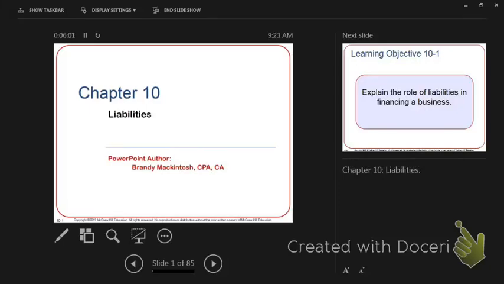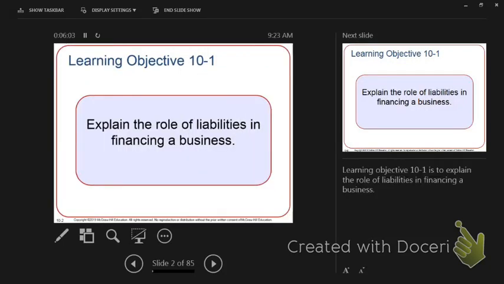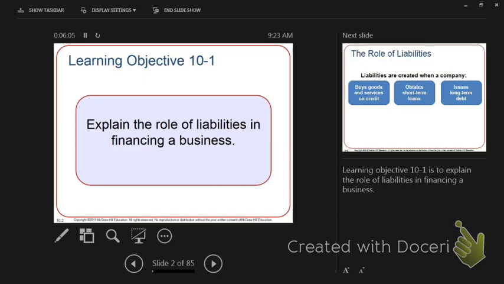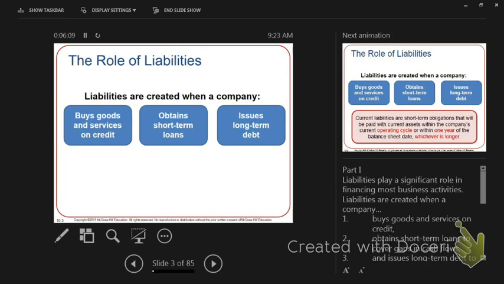All right, and how liabilities play a role in that. We have a couple different liabilities that we're going to talk about in this chapter. We've talked about liabilities from day one, right? What are our two main liabilities? Short-term and long-term. So specifically, what are those two liabilities called? Accounts payable and notes payable, right.